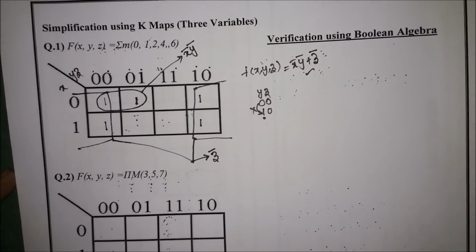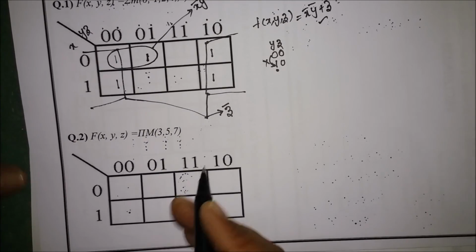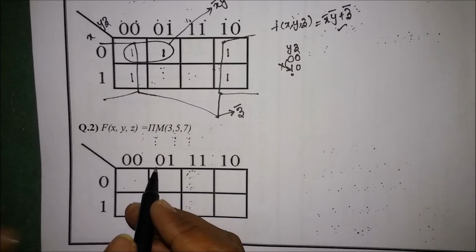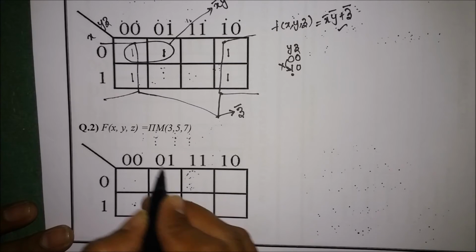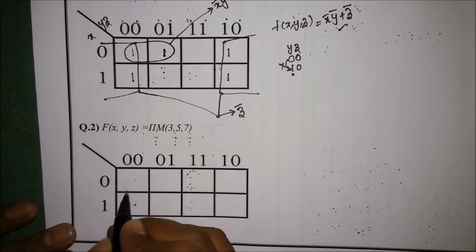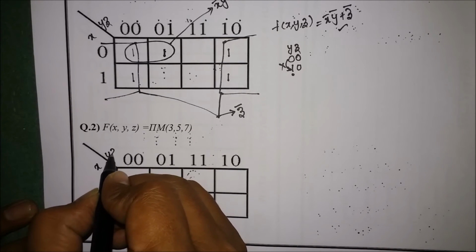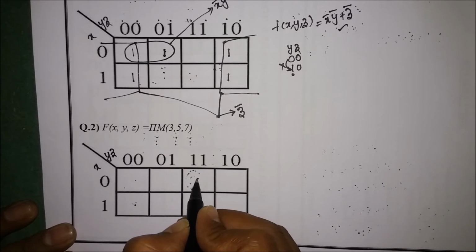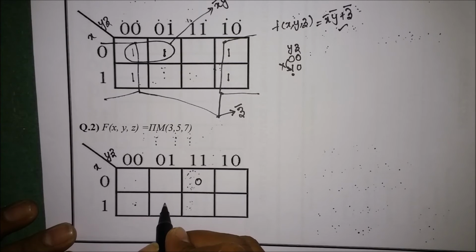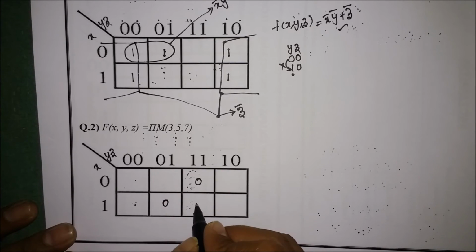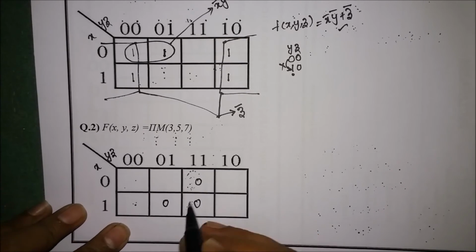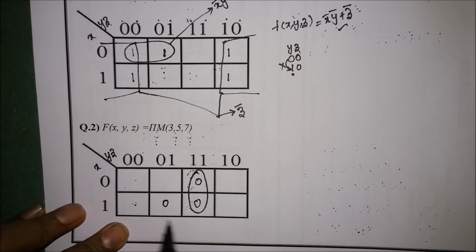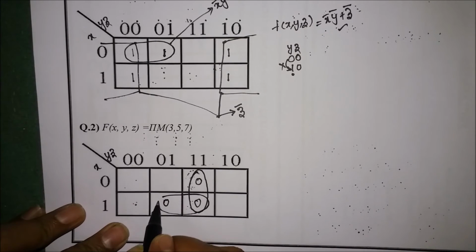So now next, let us see the three variable K-map. Simply, I have given only three terms here. That is x, y and z, where 3 is 0 1 2 3, so I need to mark a 0. 4 and 5, again I need to mark a 0, and 7 I need to mark a 0. Here there is a possibility of grouping two cells, and here again two cells.